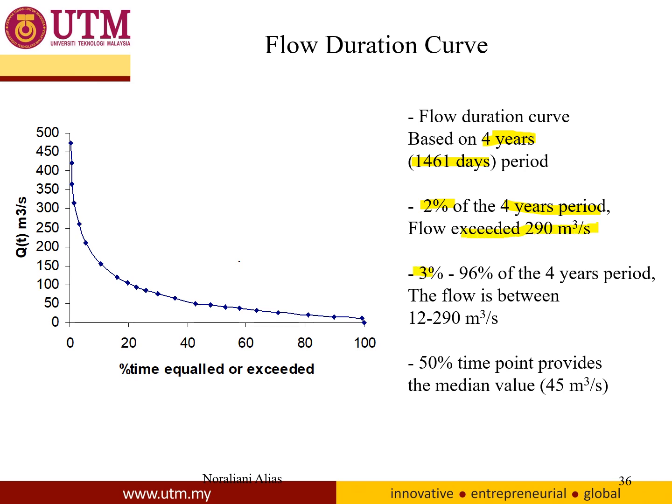We can also say that for 3% to 96% of the 4 years, the flow is between 12 to 290. You can check this with the graph that was developed. Also, the 50% time point provides the median value, which is the middle, not the highest. This median value is 45 meter cube per second.